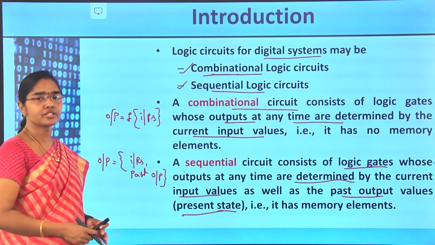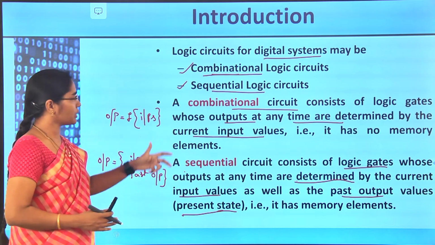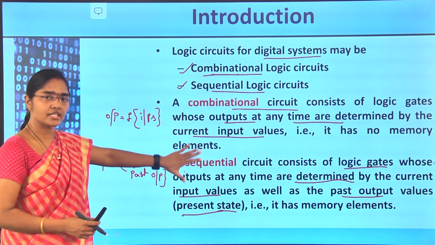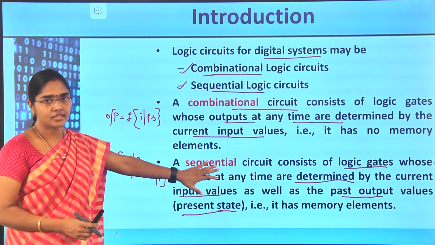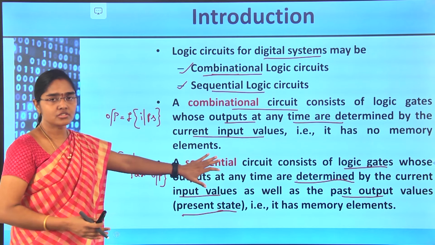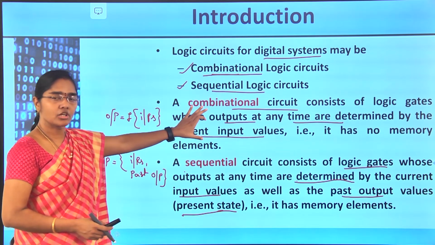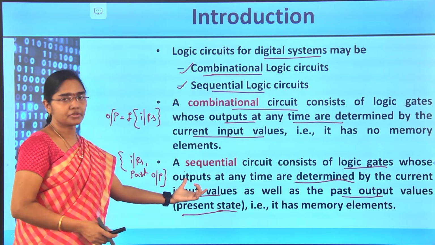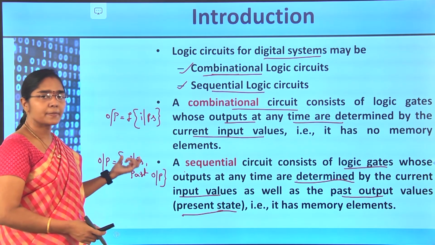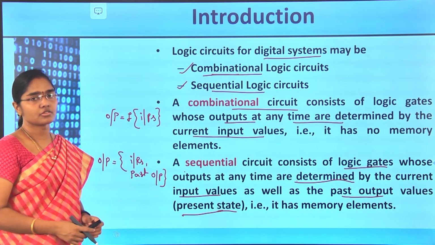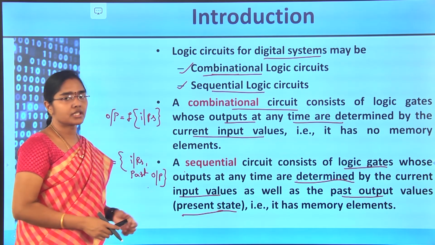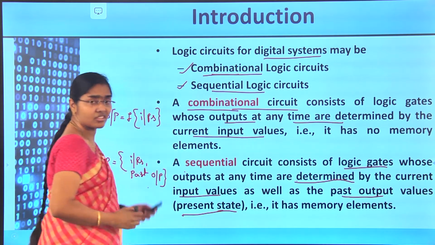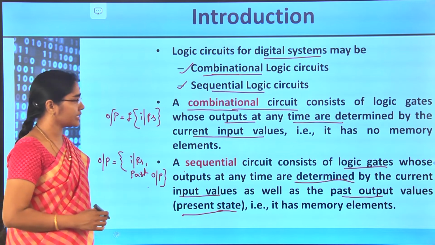This is the basic difference between combinational and sequential circuits. Both circuits have logic gates and both perform some functions. The output in a combinational circuit depends upon the present inputs, and the output in a sequential circuit depends upon the present inputs and past outputs, or the present state of that particular circuit. So, we will concentrate on combinational logic circuits in this unit.